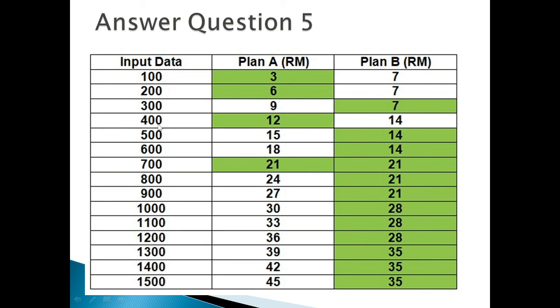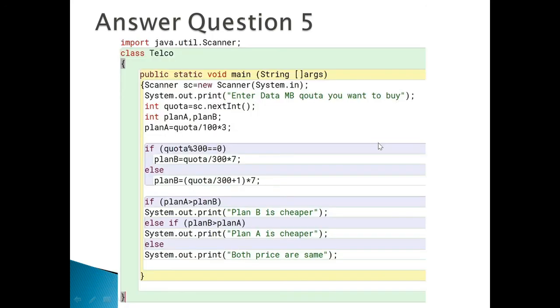Let's look at 400 also. 400 divided by 300, we will get 1 point something. Because of integer divided by integer, the result will be only 1. And then 1 simply plus 1, you get 2. 2 times 7, you get 14. Okay, let's look at the answer.